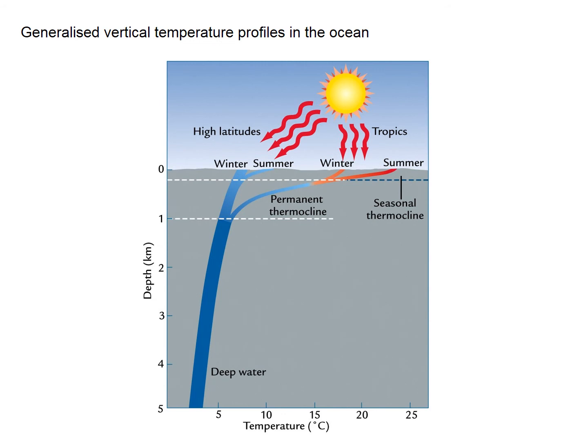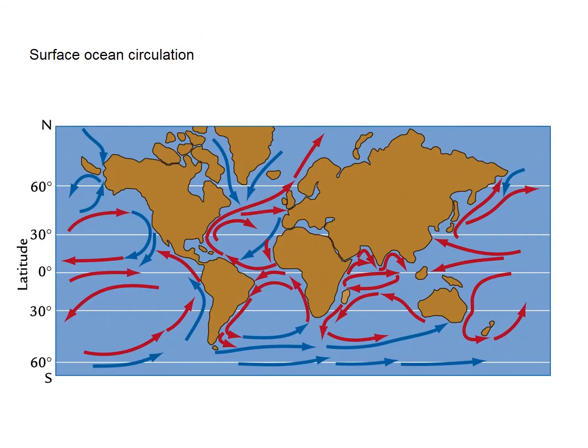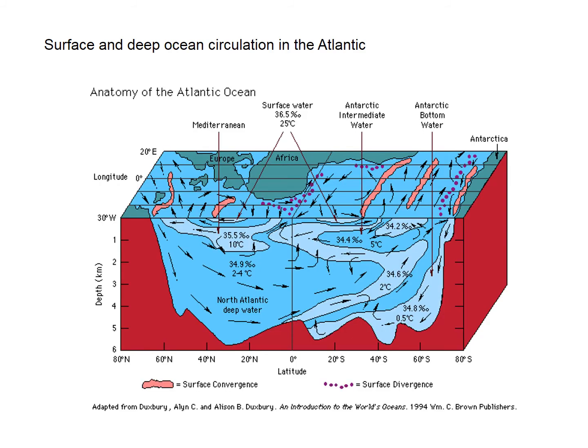Okay? The surface of the ocean still whizzes around quite quickly, and that's blown around by winds. So the surface circulation of the ocean looks something like this. And that transports water north and south from the equator, but the deep ocean circulation is much, much slower.